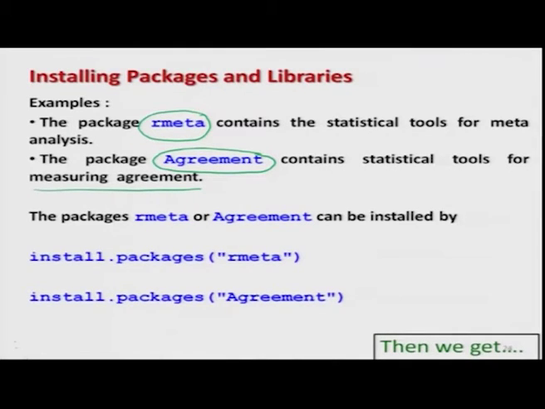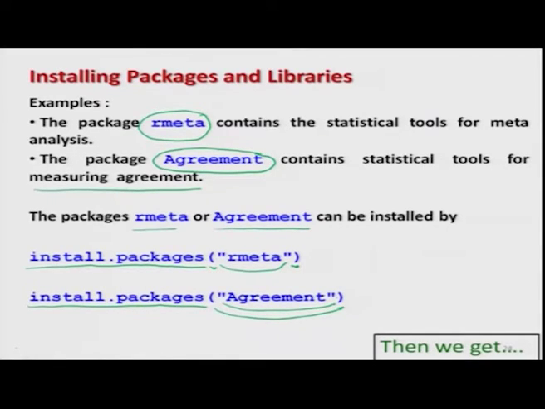Now we have these two packages, Rmeta and agreement, that we want to install. You can see this is pretty simple. You simply write install.packages, and inside the brackets you write Rmeta inside double quotes. Similarly, if you want to install the package agreement, you type install.packages, and inside the brackets you write agreement inside double quotes.